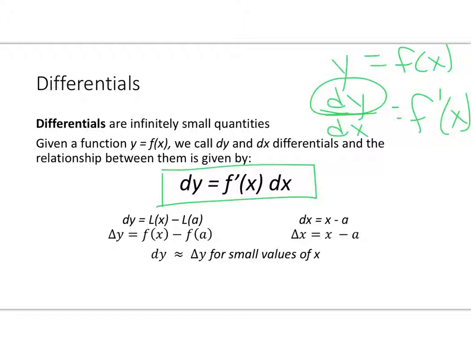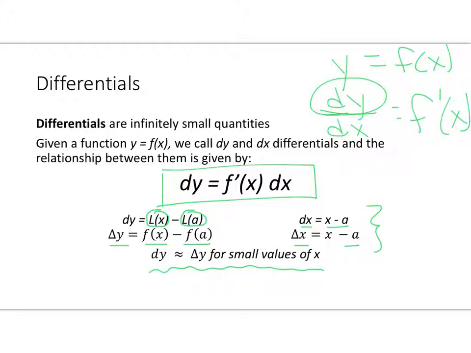So how does this relate to linear approximations? Well, dy is our linear approximation at x minus the approximation at a. But the change in y is f of x minus f of a, the exact values. Likewise, dx is x minus a, the change in x is x minus a. So those two are the same, but dy and delta y are just a little bit different. However, for really small values of change in x, those are going to get closer and closer to the same thing.